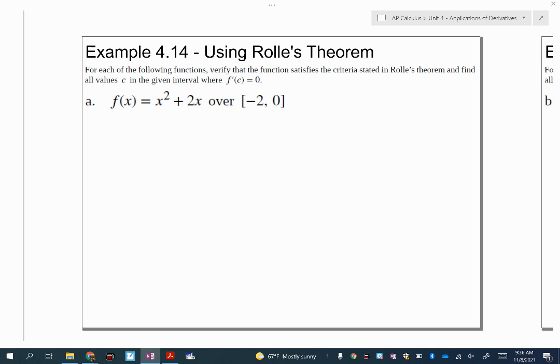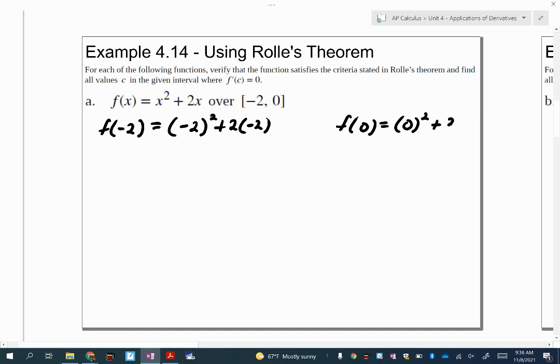All right, now the next thing is to plug in the endpoints. So evaluate f of -2 and f of 0. And if these are the same, then we can keep going with Rolle's theorem. So we have -2 squared is 4. 2 times -2 is -4. 4 plus -4 is 0. 0 squared is 0. 2 times 0 is 0. 0 plus 0 is 0.